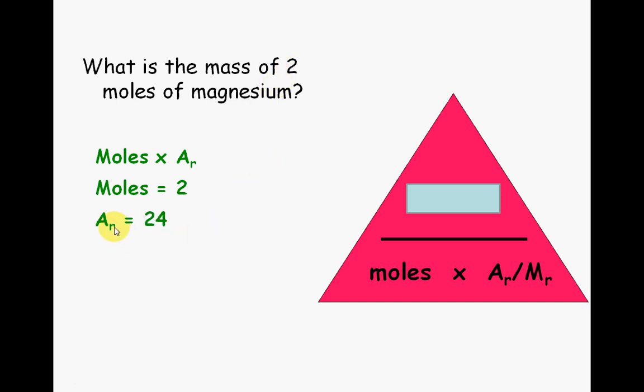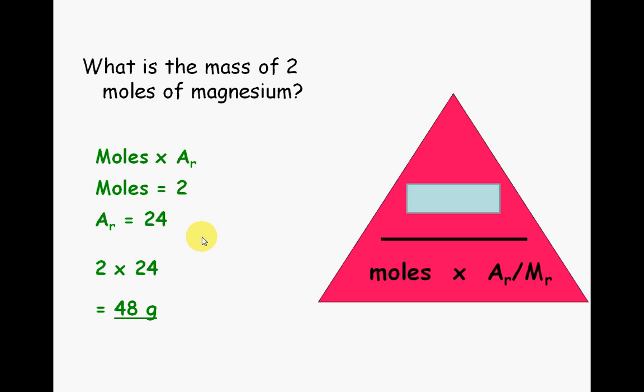The AR you get from your periodic table. It's the bigger number. Magnesium is 24. You just put it into the equation. It's going to be 2 times 24. And the answer is 48 grams. Don't forget your units, it's very important. Normally in the mole concept, mass is normally measured in grams.